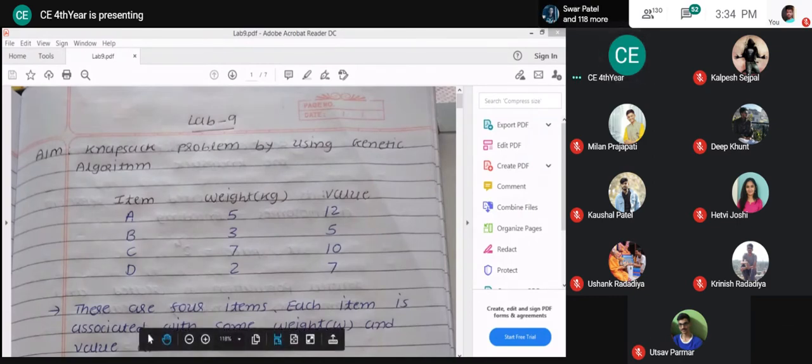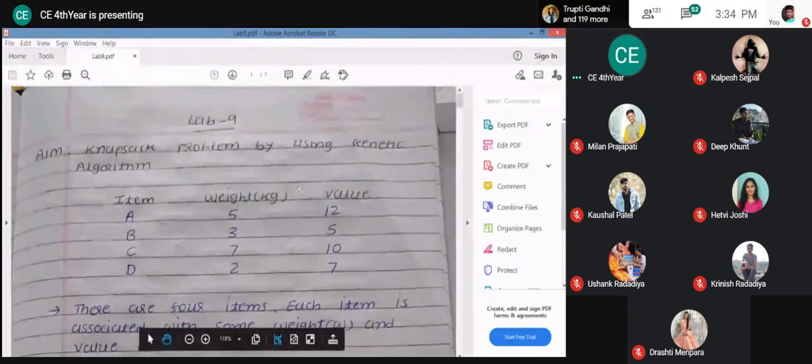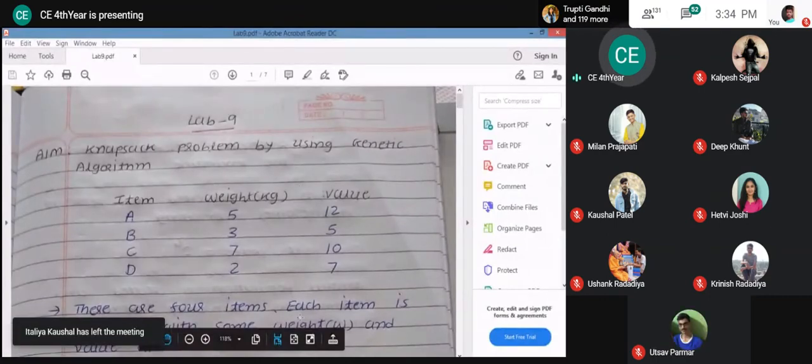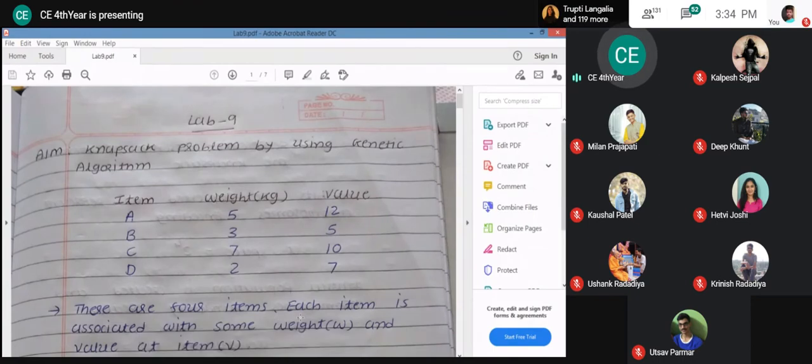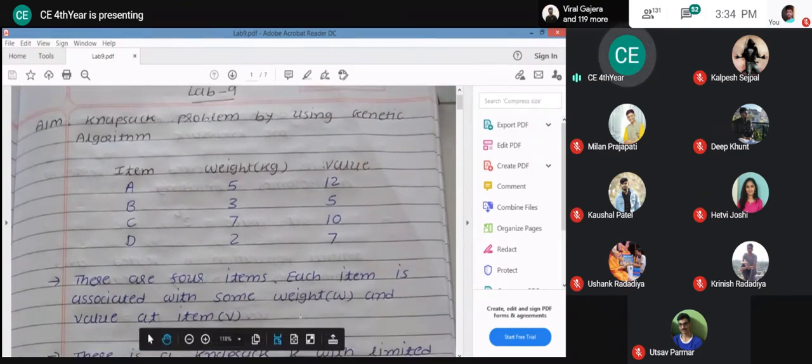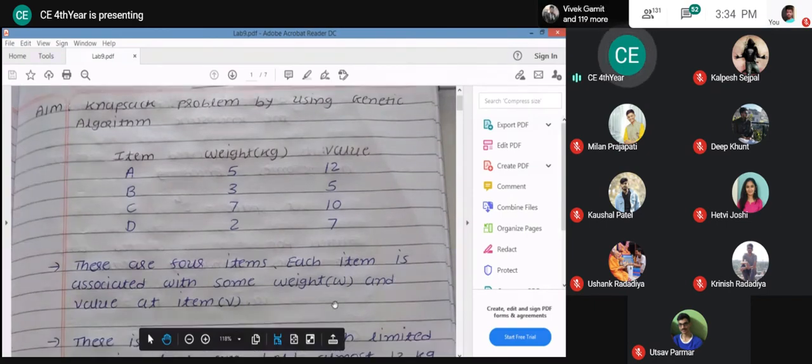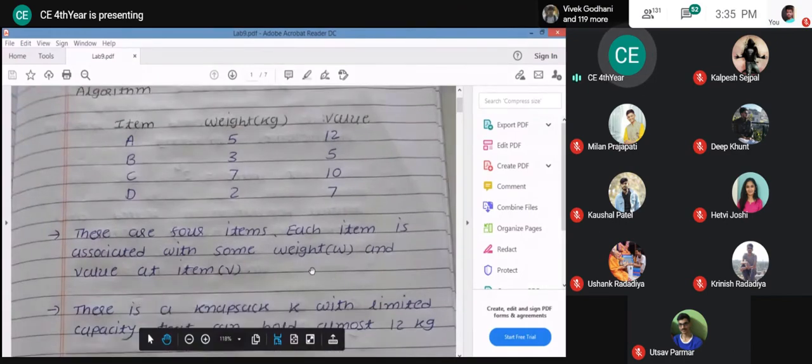Okay, let's start with the lab. Now listen, today's topic is the knapsack problem using a genetic algorithm. All of you know the knapsack problem, right? First of all, I will explain the concept. Here, items are given, with weight and value. There are four items and each item is associated with a weight W and a value V.